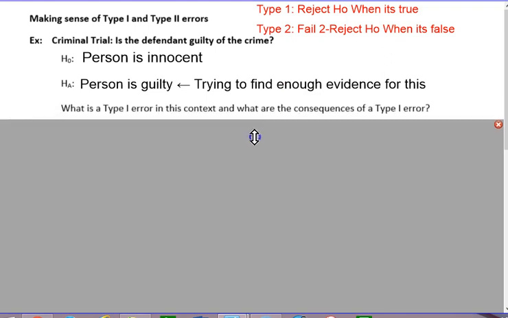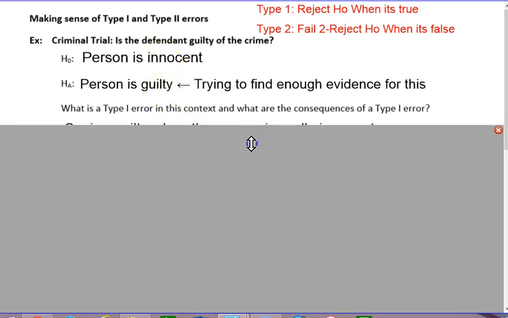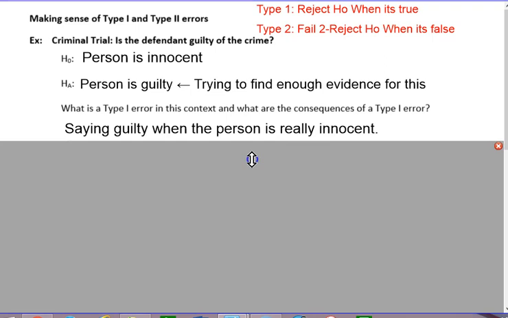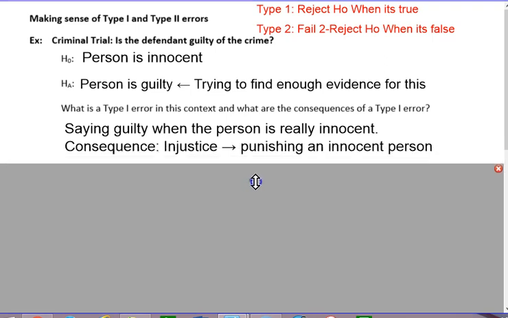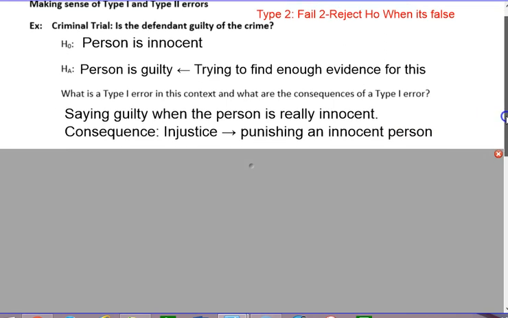So what's a type 1 error in this context, and what are the consequences? Well, rejecting the null hypothesis when it's true. So rejecting their innocence, saying they're guilty when they're really innocent. So what are the consequences of that? Well, there's an injustice. You're punishing an innocent person.